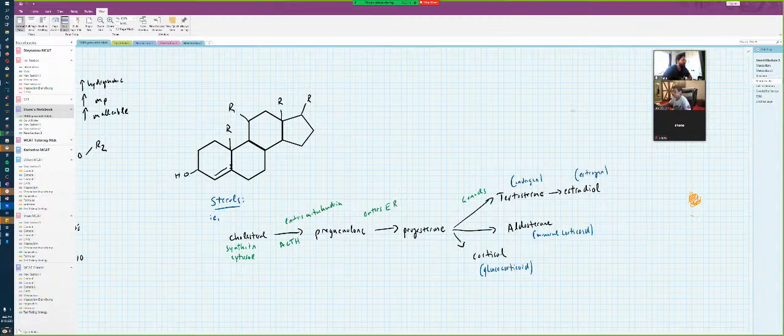Are you still drawing the structure? Almost done. Okay. Just messed up for a second. Now I'm done.